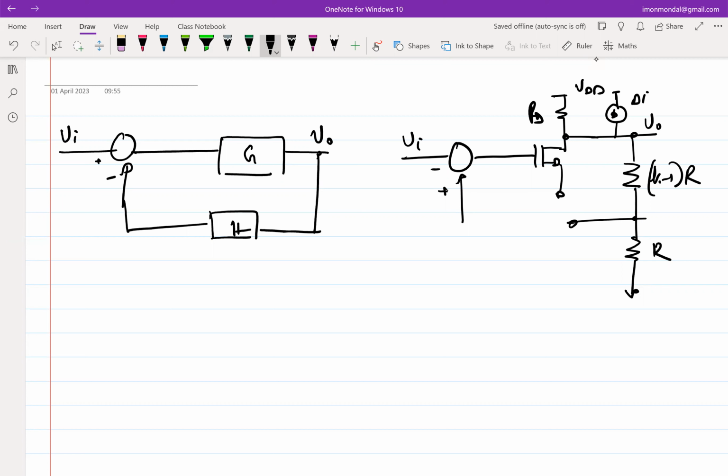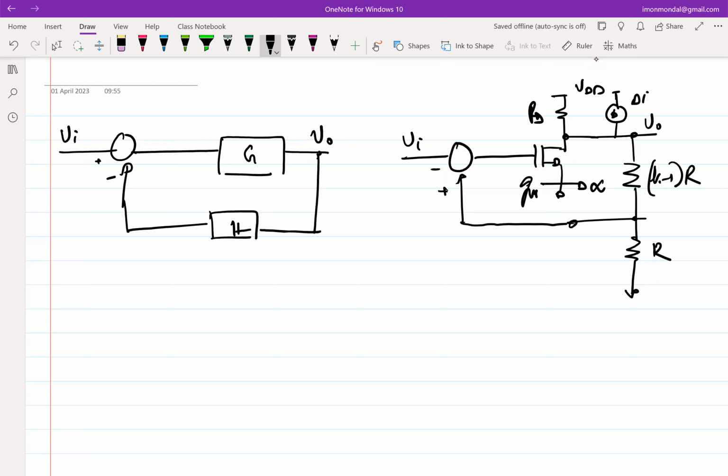So if you push in the delta I current and neglect channel length modulation for the transistor, what do you think V0 will be? Delta I into KR parallel RD incrementally, right? They come in parallel. So delta I into KR parallel RD. Fine, simple enough. Now let's assume we have connected this. And if you assume that this loop gain is very high and GM is very high, like GM tends to infinity, let's say, for the purpose of this analysis.